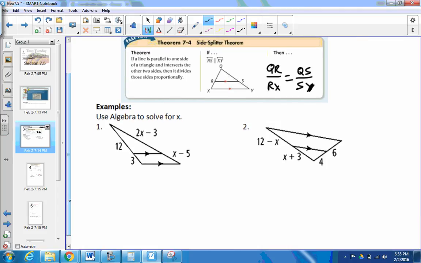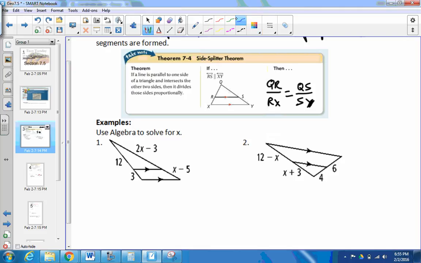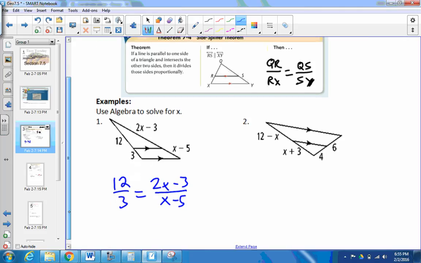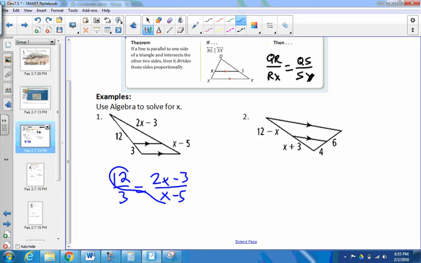So if we look at an example for this one right here, we have a parallel line to this one side. So that makes these sides proportional. The ratio of 12 to 3 would be the same as the ratio of 2x minus 3 to x minus 5. So they're making similar triangles. So this larger triangle is going to be the same as this smaller triangle, and so forth. Then we can solve the proportion using our cross products.